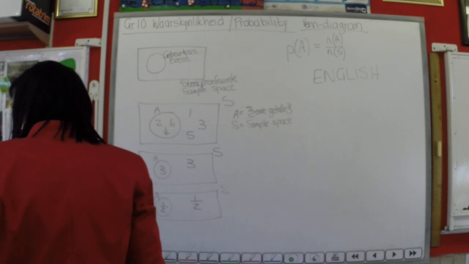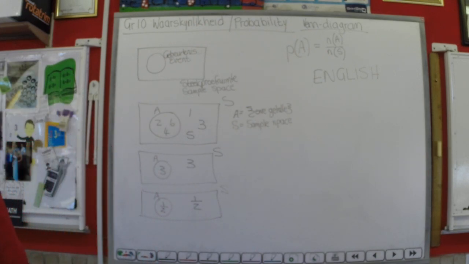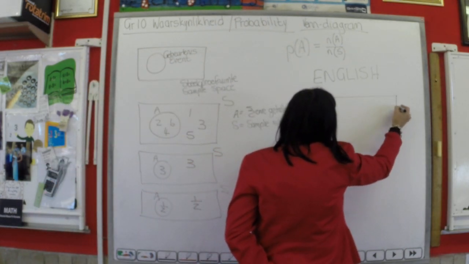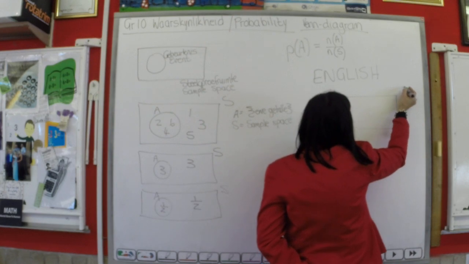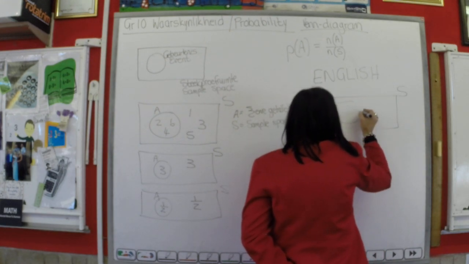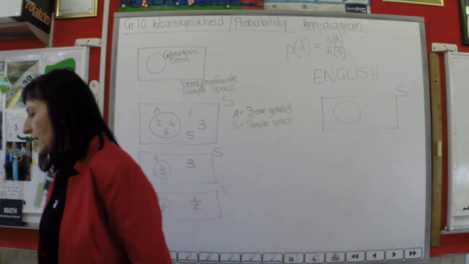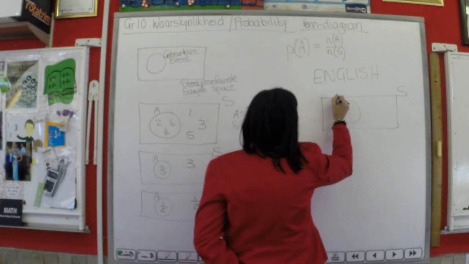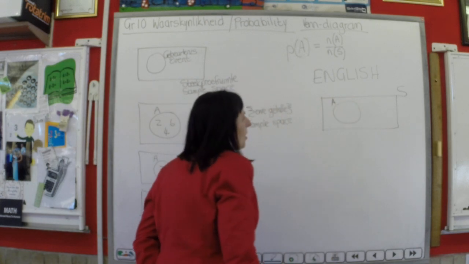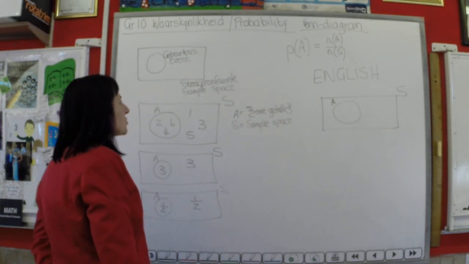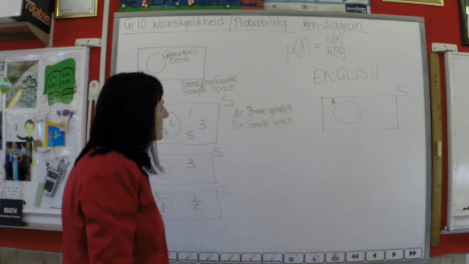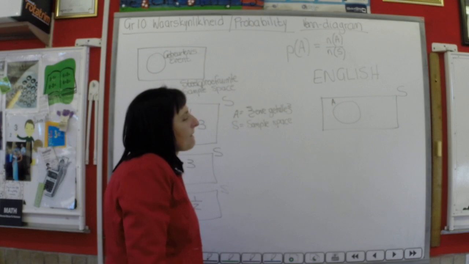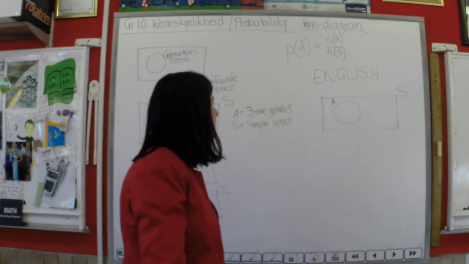Now the first thing I need you to do is to draw a Venn diagram. Okay, let's draw a Venn diagram. I've got a sample space. I've got an event in the sample space en ons noem hierdie gebeurtenis A. En binne in hierdie gebeurtenis A is al die medeklinkers of die konsonante. Within this event A is all the consonants.